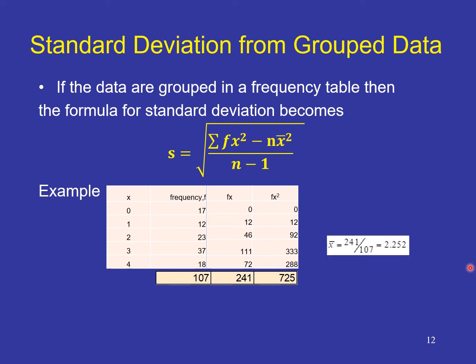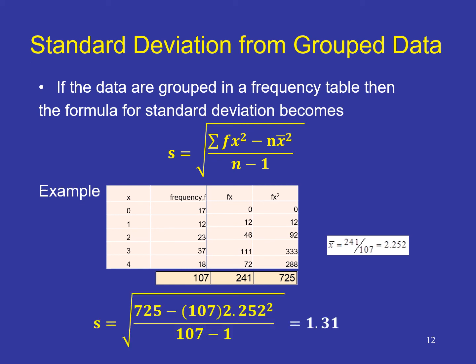So in this case, we end up with the mean of 2.252. We now substitute 725 and 2.252 into this formula, and we find out that the standard deviation is 1.31.